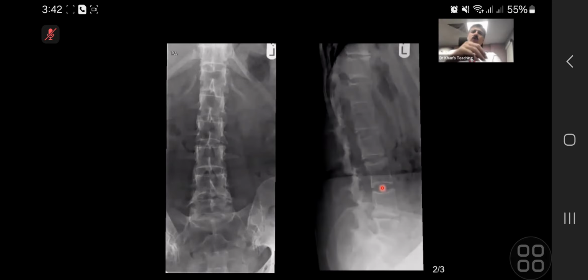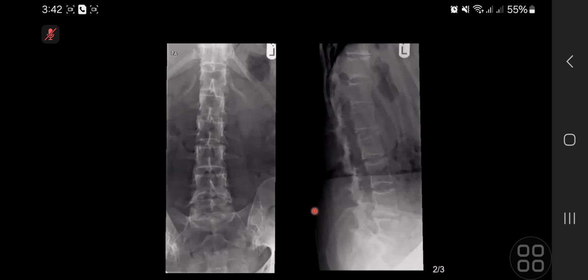Okay, so let me show you a lateral. So on the lateral view, there is posterior scalloping of the vertebral bodies throughout the lumbar spine. As seen before, there are no pedicles. And there's some sclerosis on the posterior elements. And the spinal canal appears to be widened.